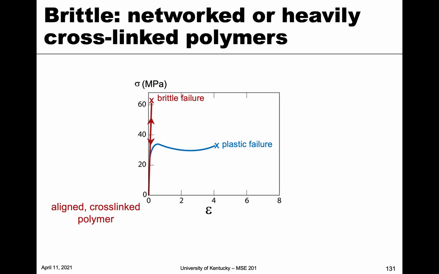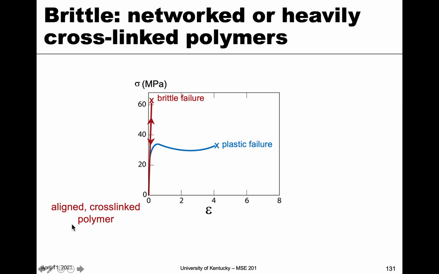All right, so let's look at brittle polymers and see what results from that behavior. So when we think of brittle, we're tending to think of networked and heavily cross-linked polymers. So those are the ones that are predominantly amorphous. So glass-like behavior, right, is brittle. So these are amorphous, networked, heavily cross-linked polymers. And so they're going to exhibit this red behavior where it's elastic, but then it rebounds. And so we have brittle fracture.